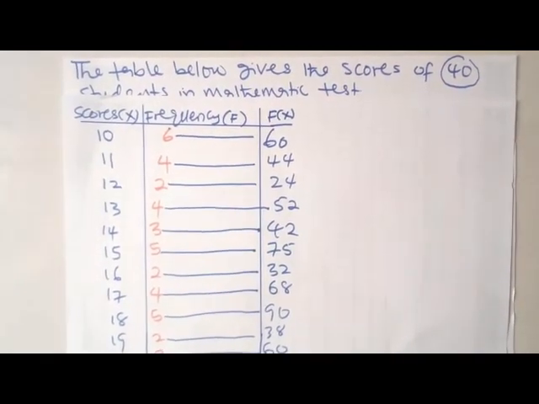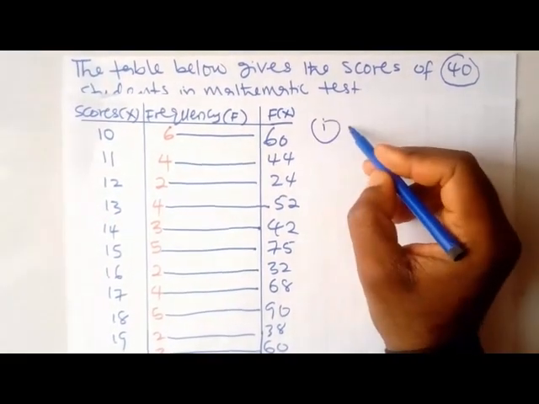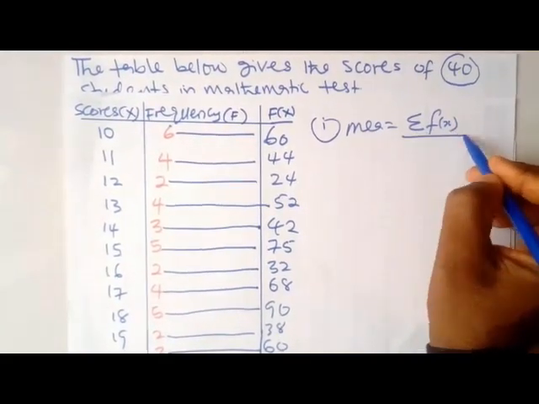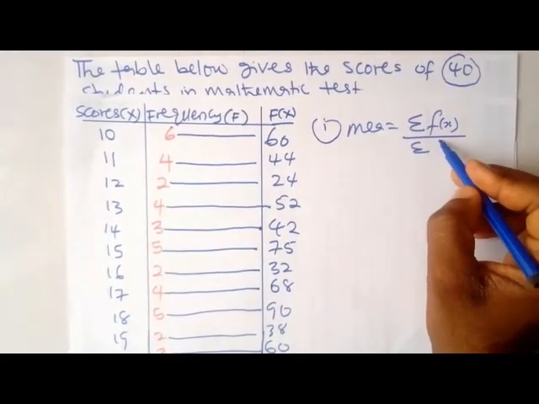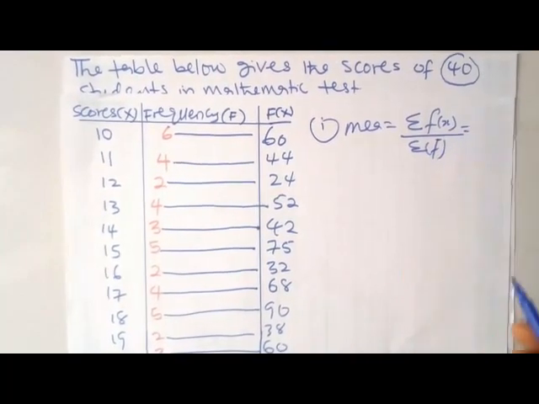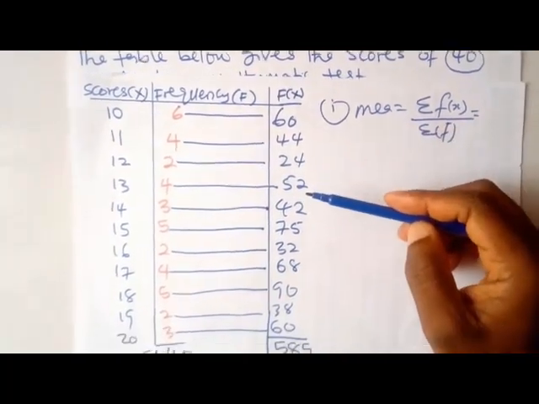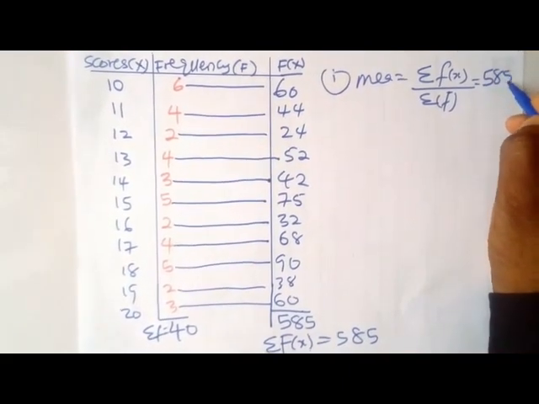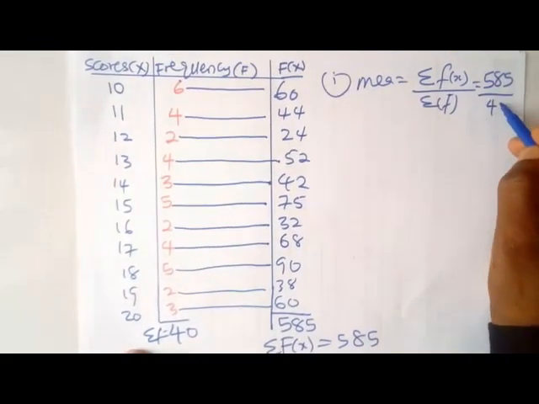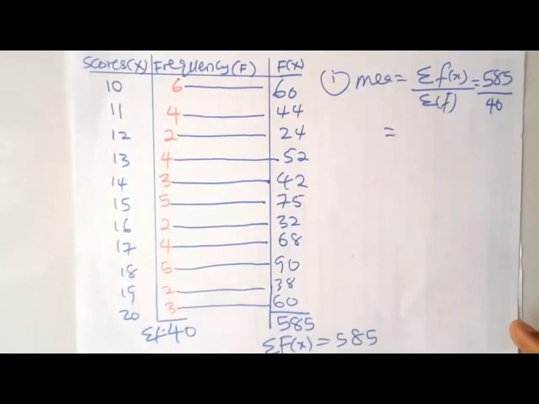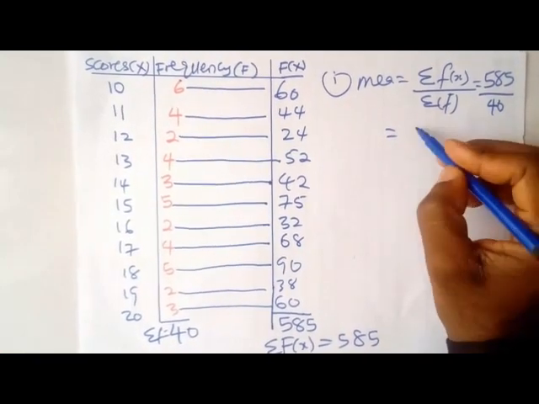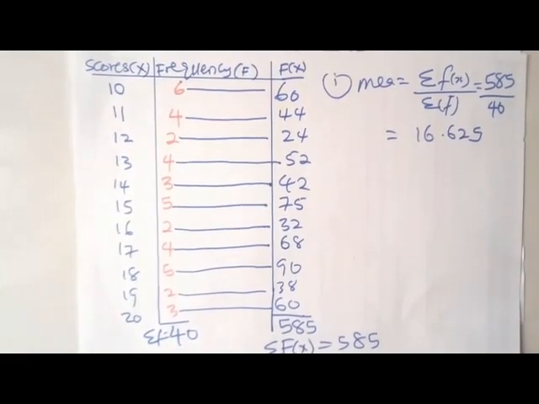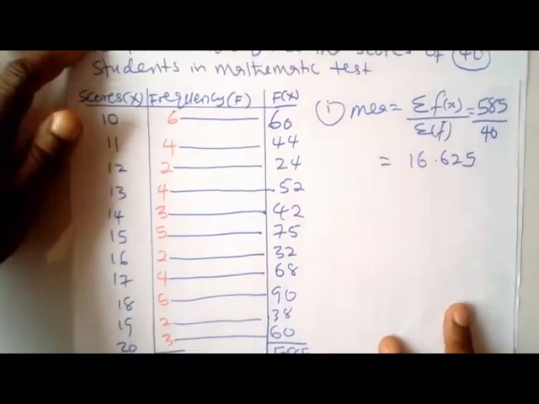Then the first one to calculate is the mean, okay? Mean is equal to summation F of X over summation of F. So the total of F of X is 585, right? Then the total frequency we know is 40. Therefore, mean is 585 over 40. That is 16.625. Okay, that is the mean. We have calculated the mean.